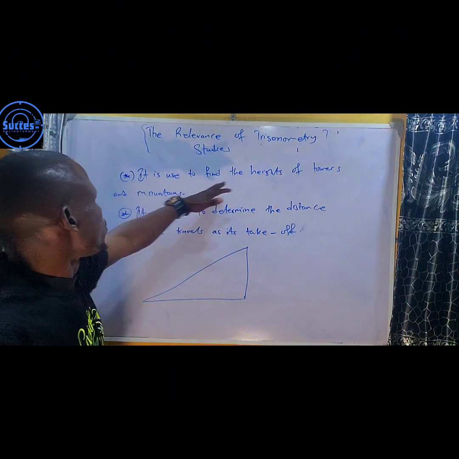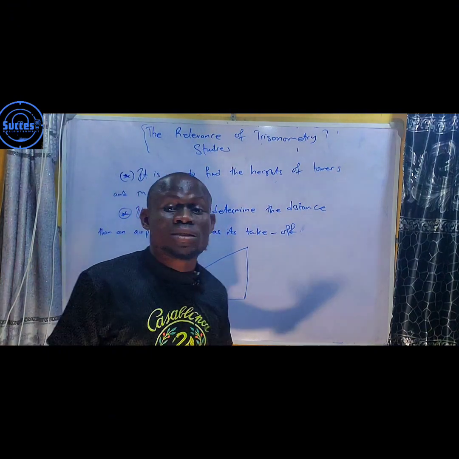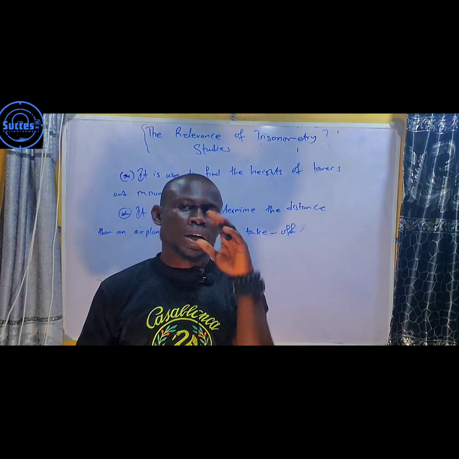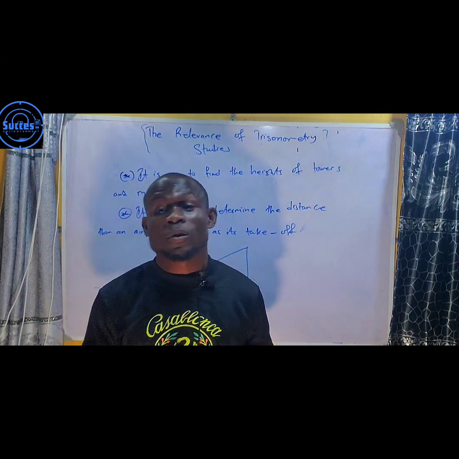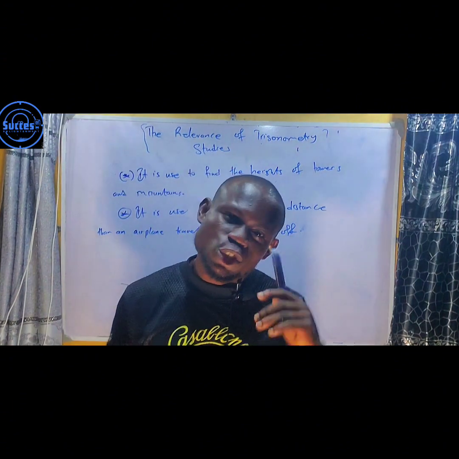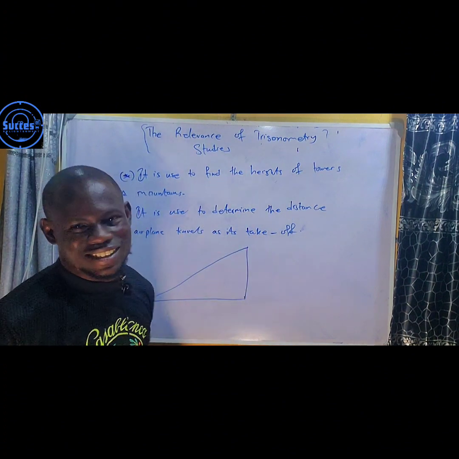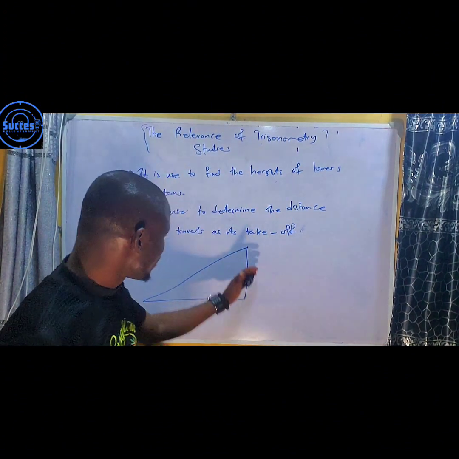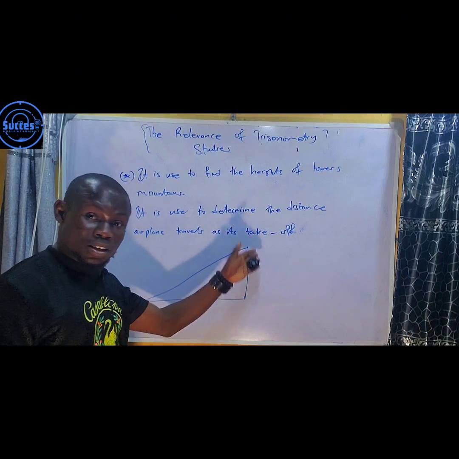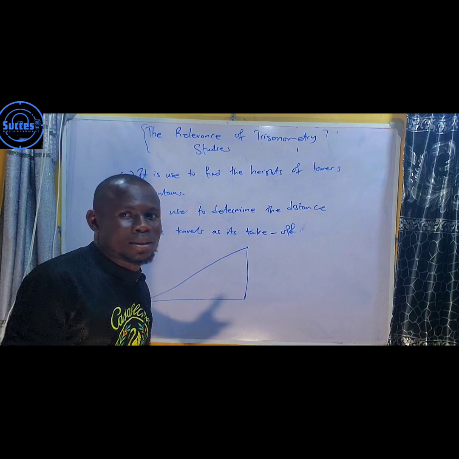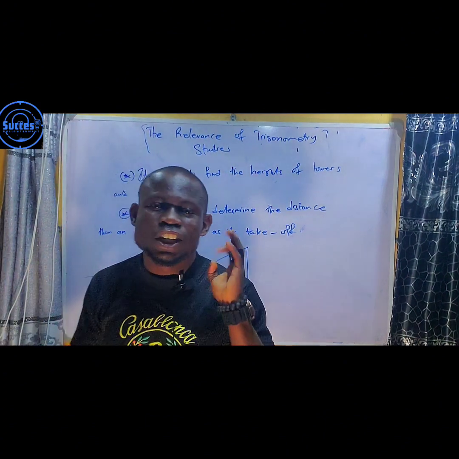I say here that it is used to find the height of mountains and towers. All right, anything that has height, right? There's no way you want to calculate that height without knowledge of trigonometry. So trigonometry provides useful information. You can be estimating the height of a mountain. This is a mountain. This is a tower of a building. So if you want to calculate that height, there is no way, you have to apply knowledge of trigonometry.